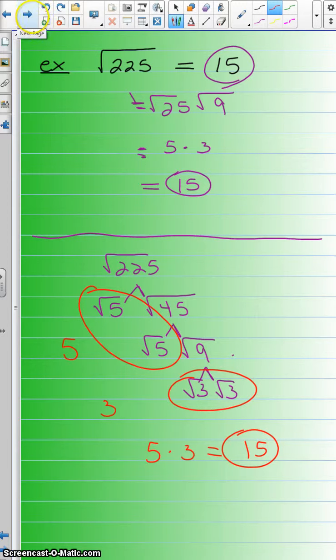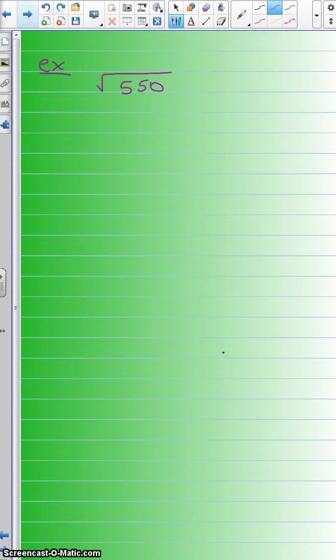Okay, let's try another example. I have the square root of 550. Go ahead and press the pause button and do this one, and then when you're finished, hit the play button and see if we can agree on an answer. Okay, square root of 550.